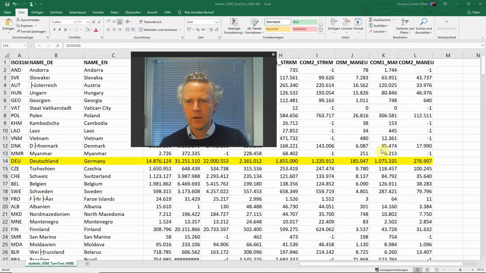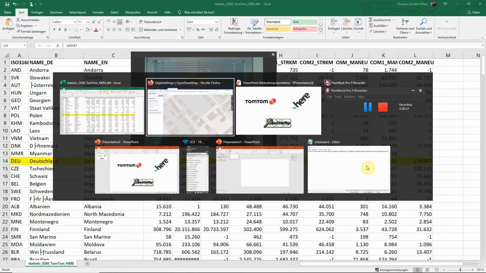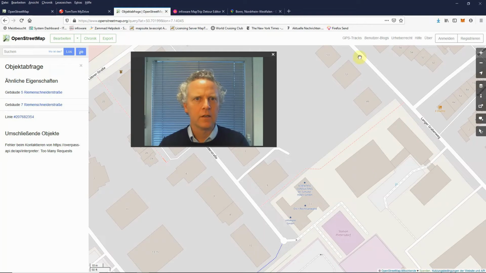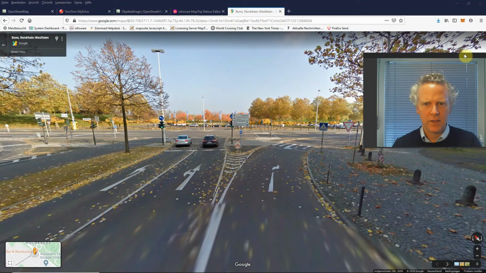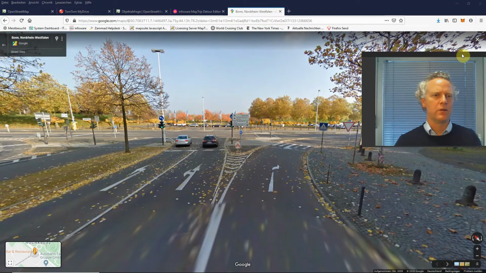Finally, over here on the right, this is the number of maneuvers that can be found in the map data. Now, what is a maneuver? To explain that, I need to go again over here. If we look at this intersection here, that's where we were yesterday when we were driving and capturing that video.